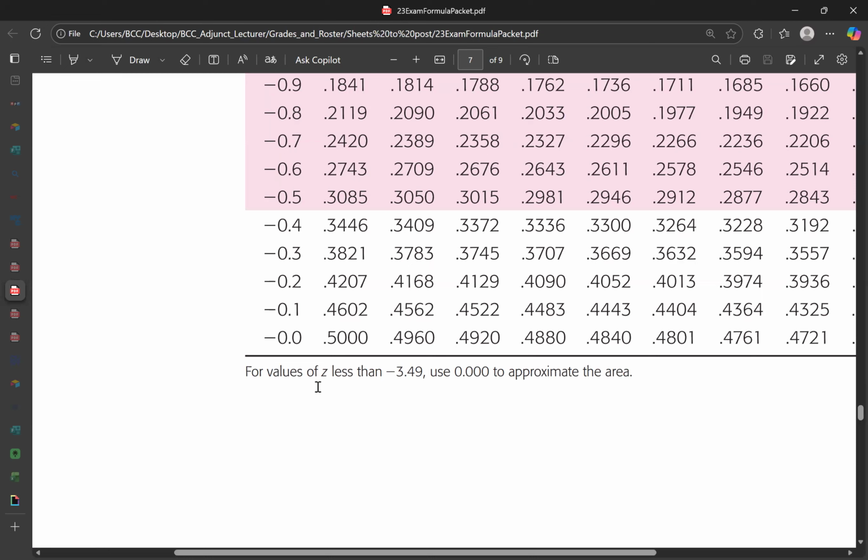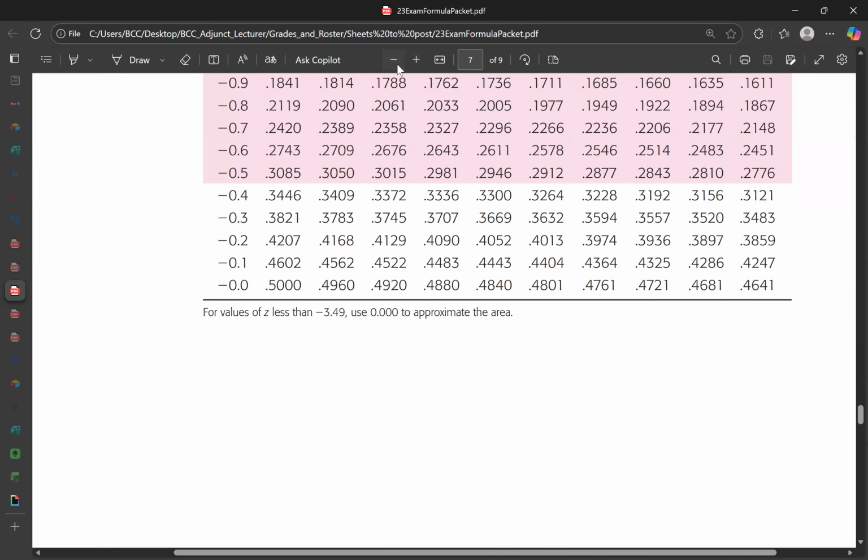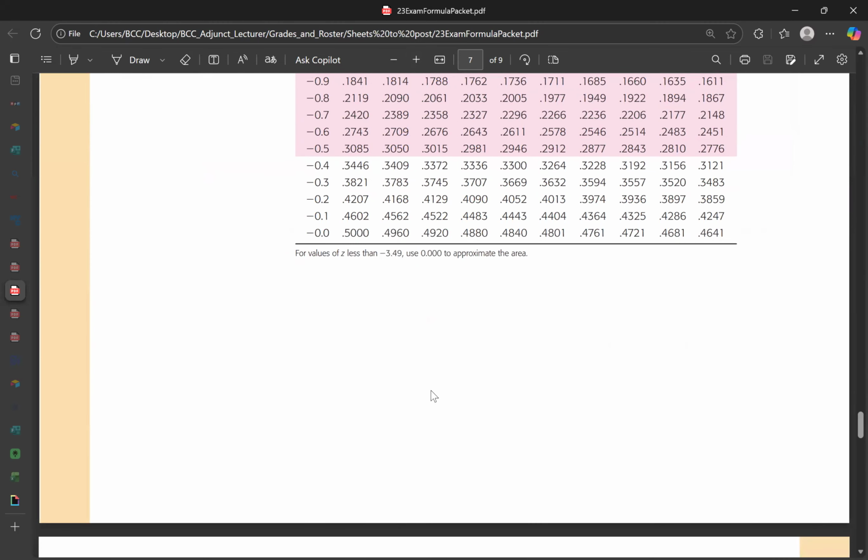Exactly. But I'm saying, if I ask you what's the probability of a z value that's smaller than negative 3.49, let's say negative 3.7, for example? Right here, for values of z less than negative 3.49, use 0 to approximate the area. So it's just 0. That's what I'm saying. And then it would be 0.